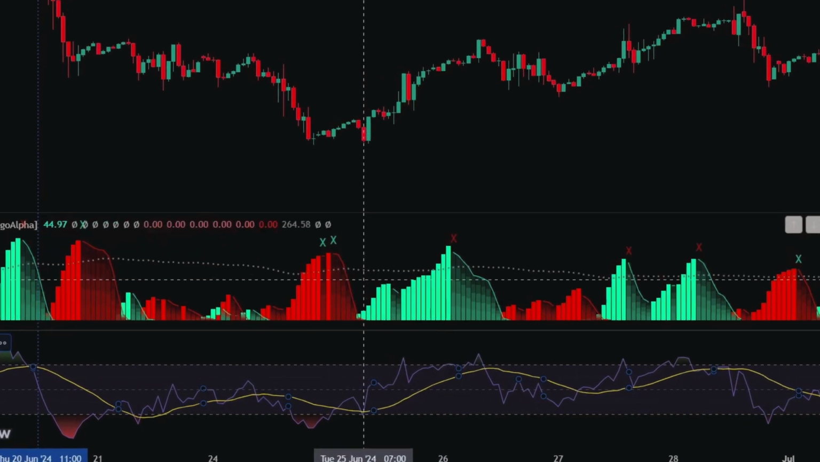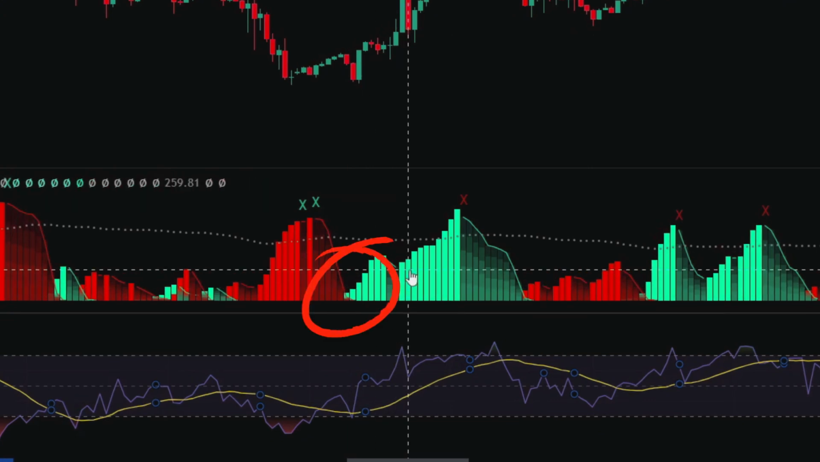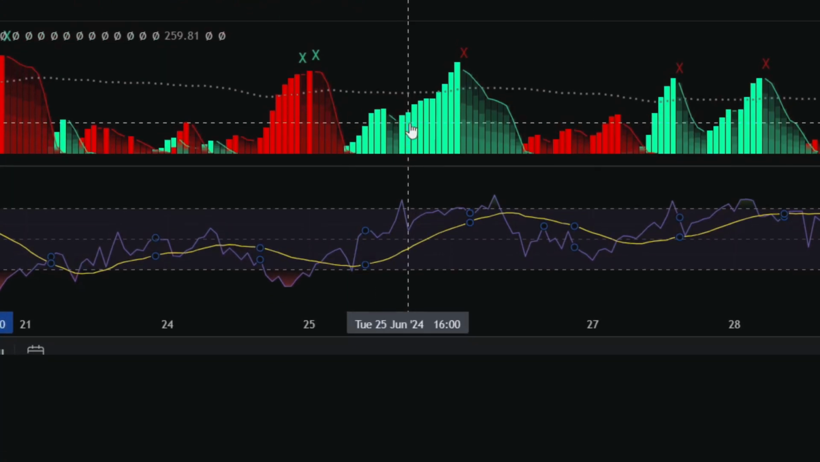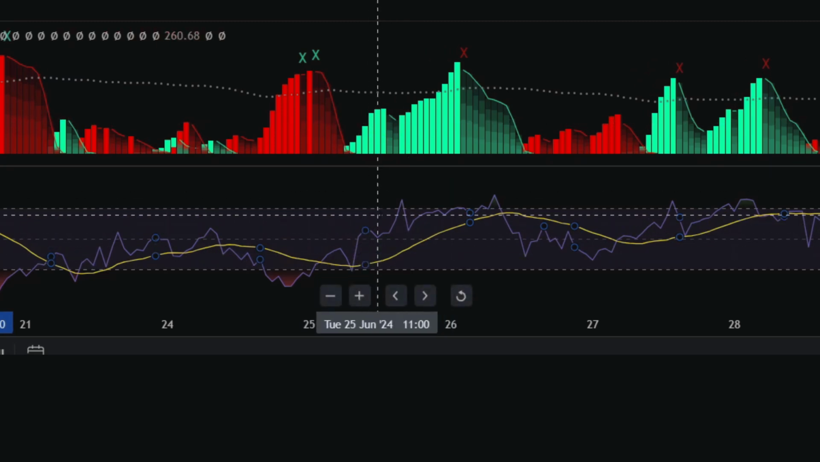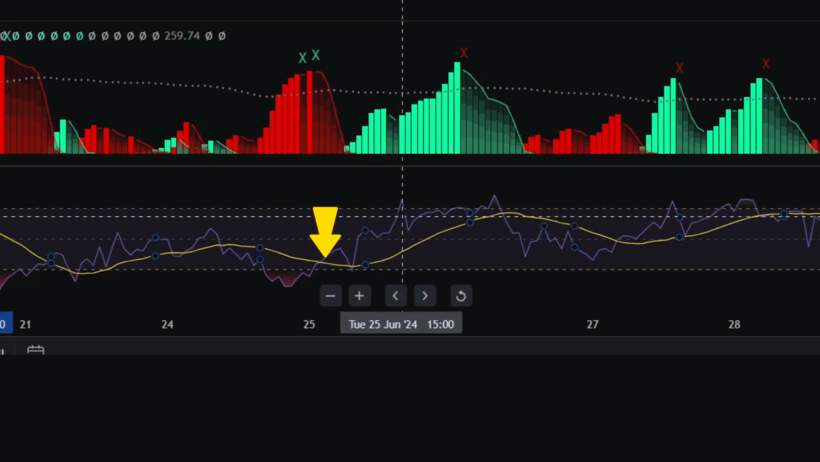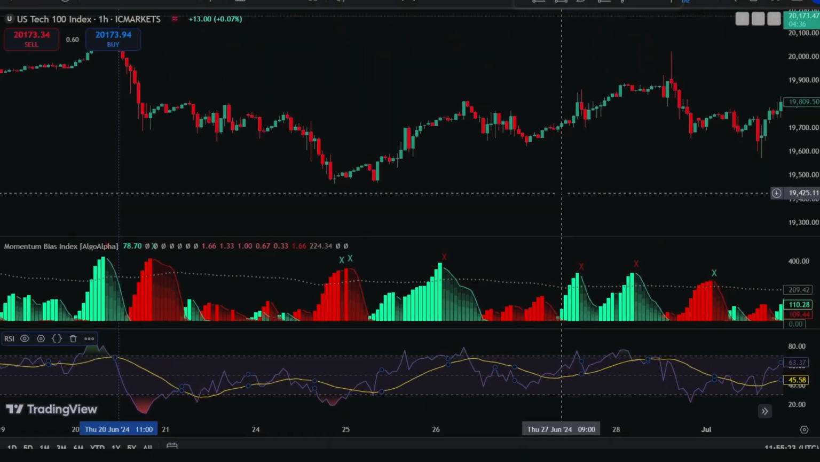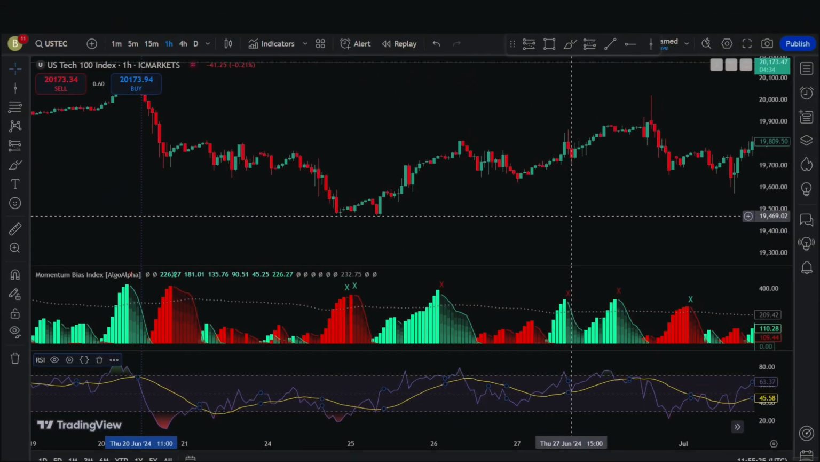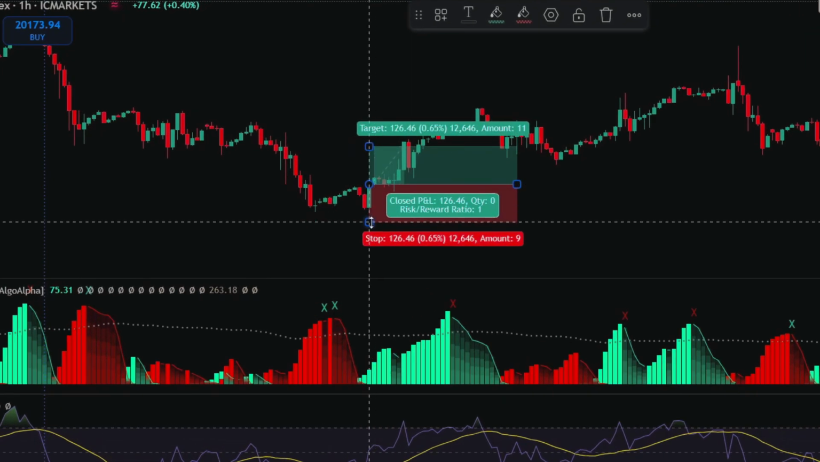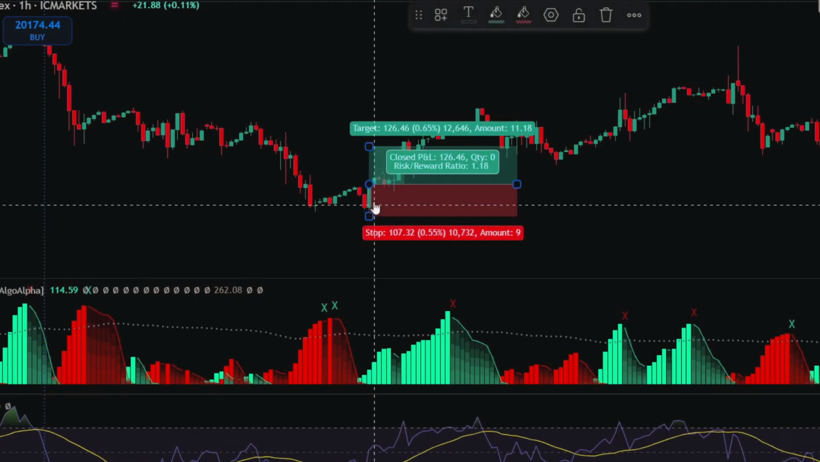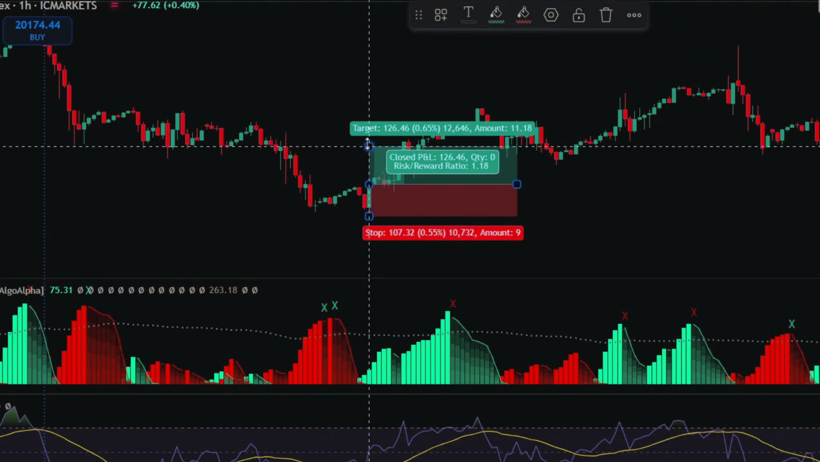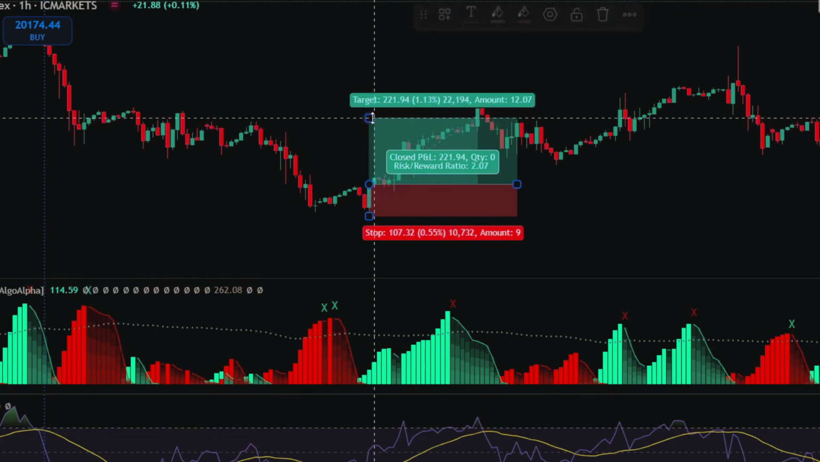First, the Momentum Bias Index indicator must change its color to green. Second, the RSI, Relative Strength Index, should be above the MA, Moving Average line. When both conditions are met, you're good to go ahead and take a trade. Take a trade here, placing your stop loss at the previous swing low and aim for a profit target that is twice the size of your stop loss. As you can see, it has hit our target.